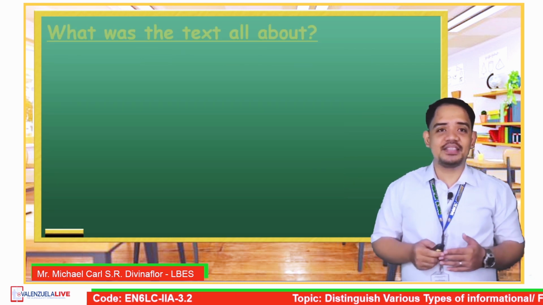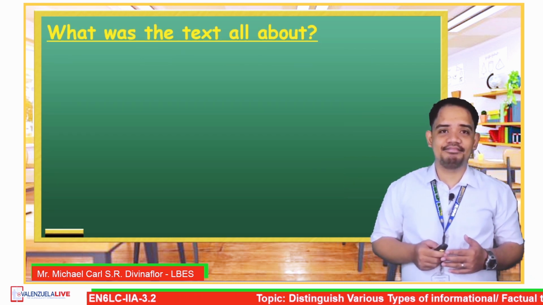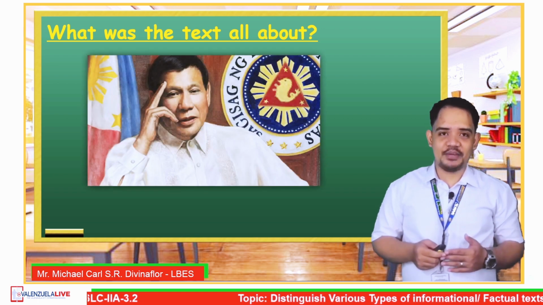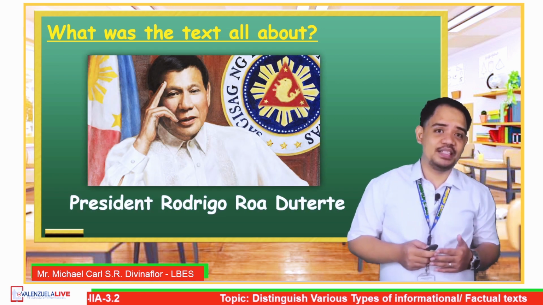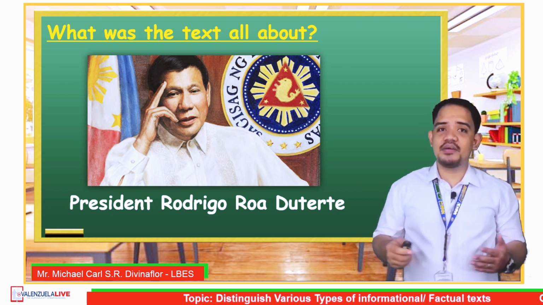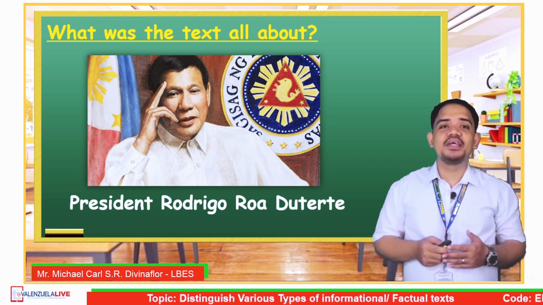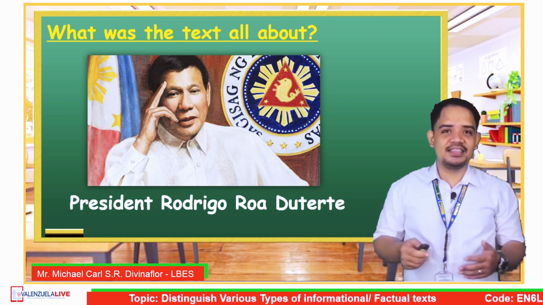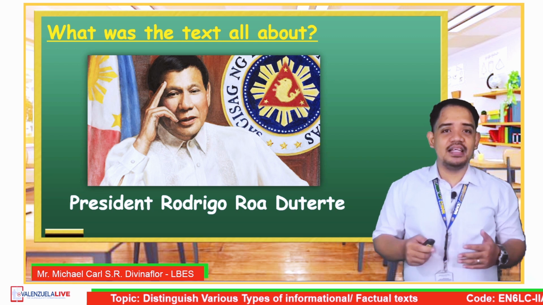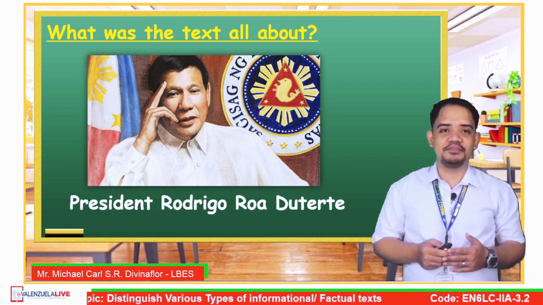In our text, what is the text all about? You are correct. It is about our current President Rodrigo Roa Duterte. The biography of the president talks of facts about his birth, his parents, his studies, and his political career, leading up to become the President of the Republic of the Philippines.